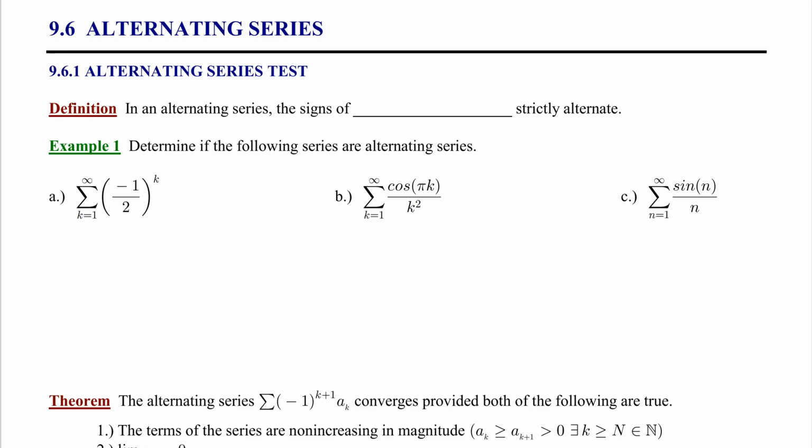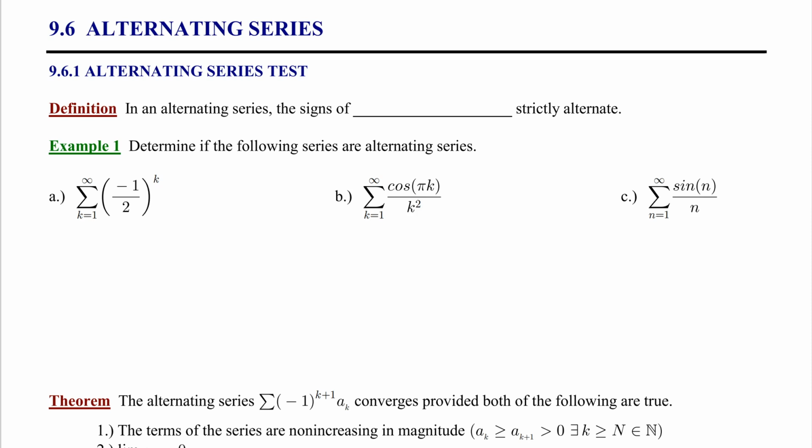You may not have noticed this, but most of the tests that we've considered so far have a hypothesis requiring that the terms be positive. So what happens if you have a series that contains negative terms? In section 9.6, we will examine alternating series, specifically the alternating series test.